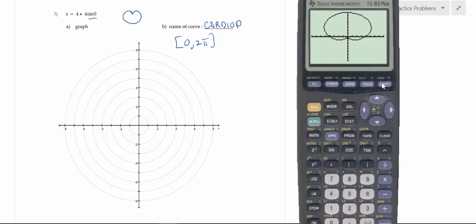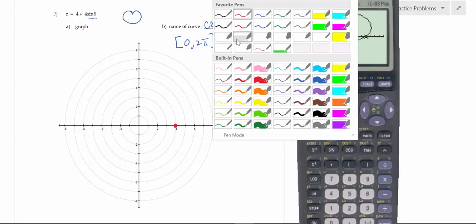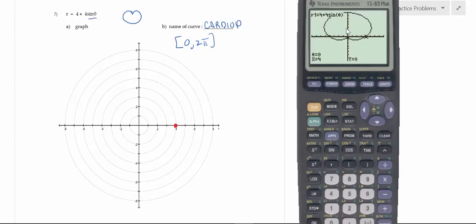Then all I really want to see is just some key points. Now you can trace on this too. If you trace at 0 degrees, you're getting 4, so you can put a dot on 4 to start with. And then you can trace anywhere you want to. You can trace at pi over 2 if you want to.